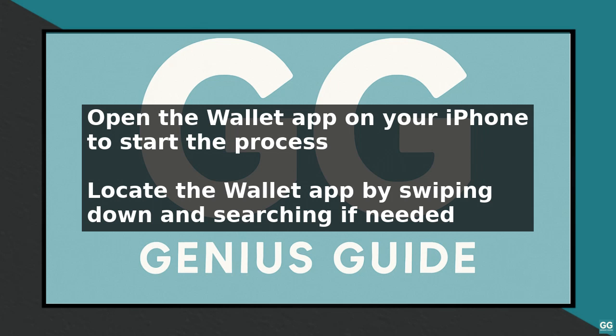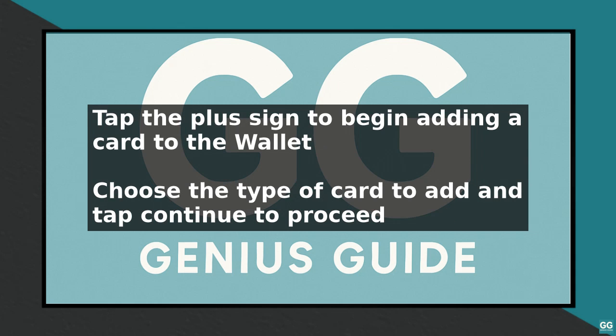Once you have opened the Wallet app, tap the plus sign in the top right corner of the screen to begin the process of adding a card. You will then be prompted to choose the type of card you want to add, such as a credit or debit card. Select the type of card you want to add and tap Continue.